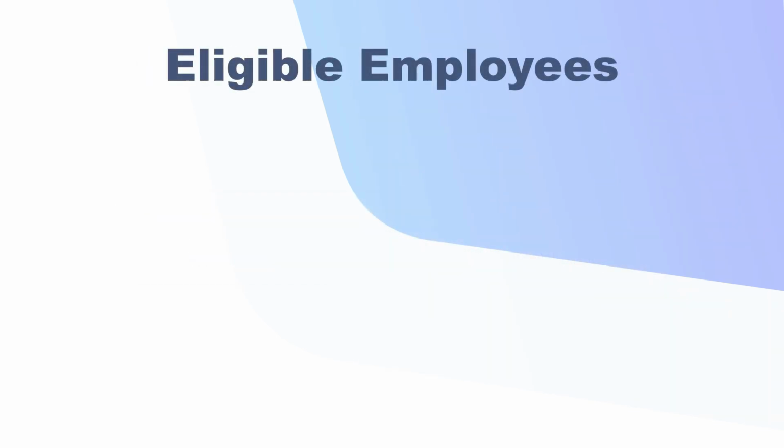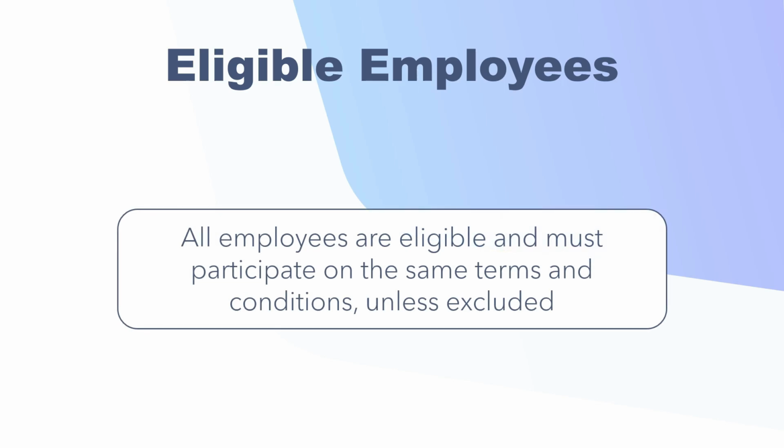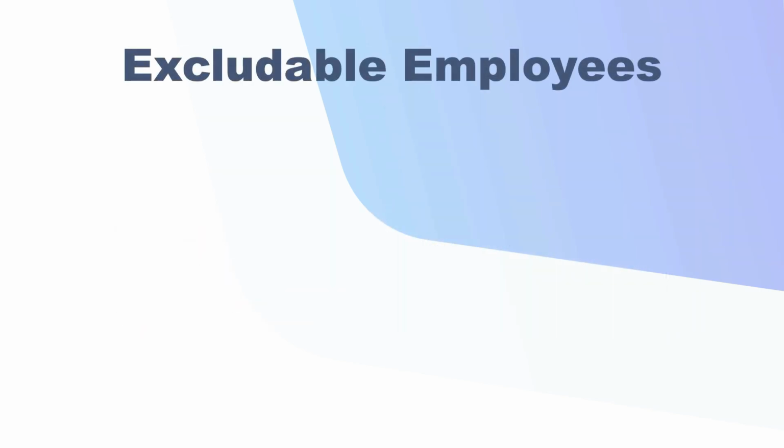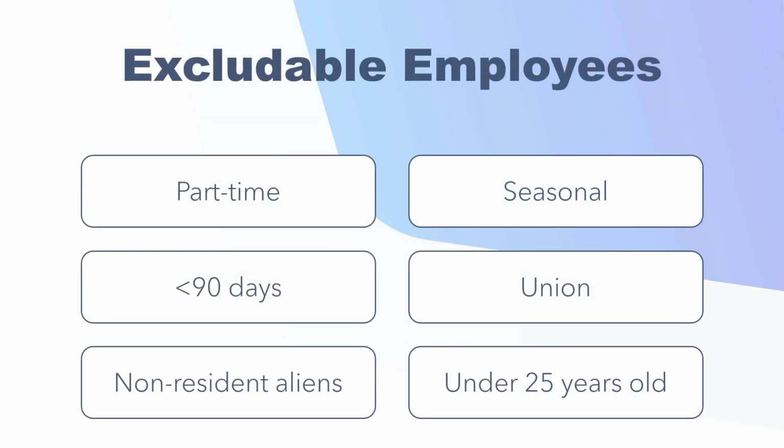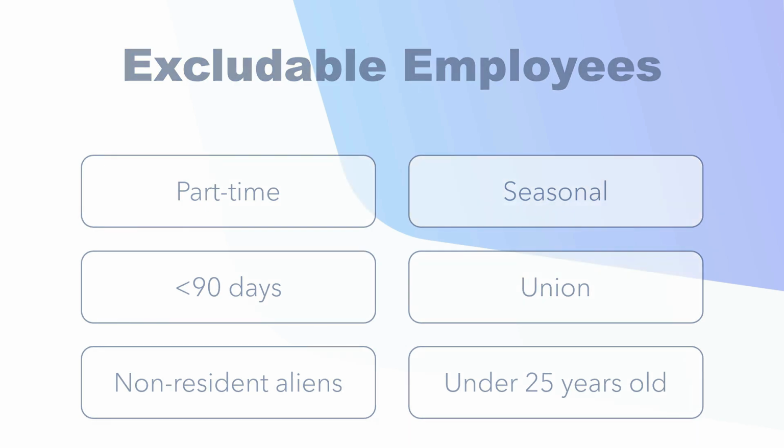QSEHRAs have a uniformity requirement, stating all employees are eligible and must participate in the QSEHRA on the same terms and conditions, unless they belong to an excluded group. Excluded groups encompass 6 categories of employees, and the employer has discretion which groups to exclude from their QSEHRA.